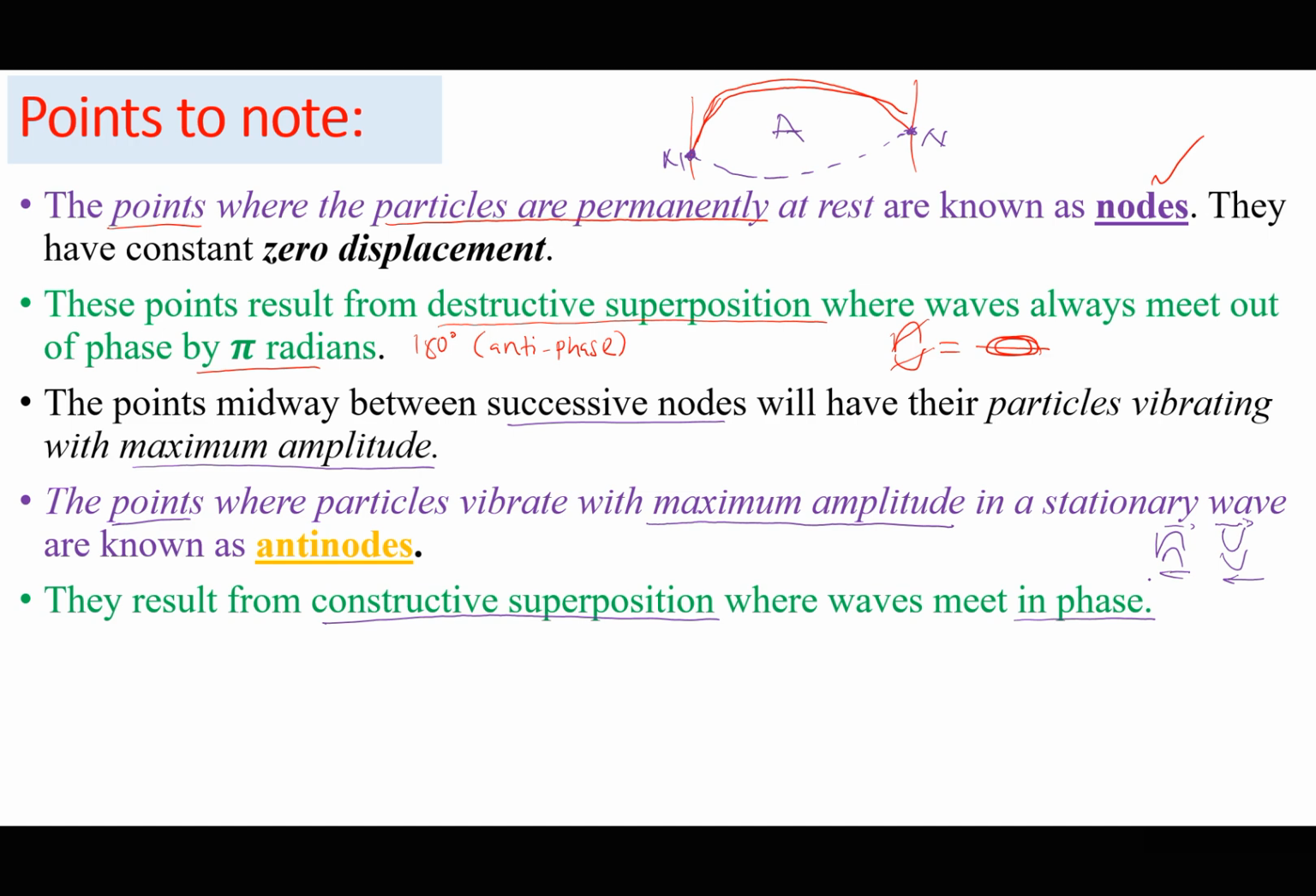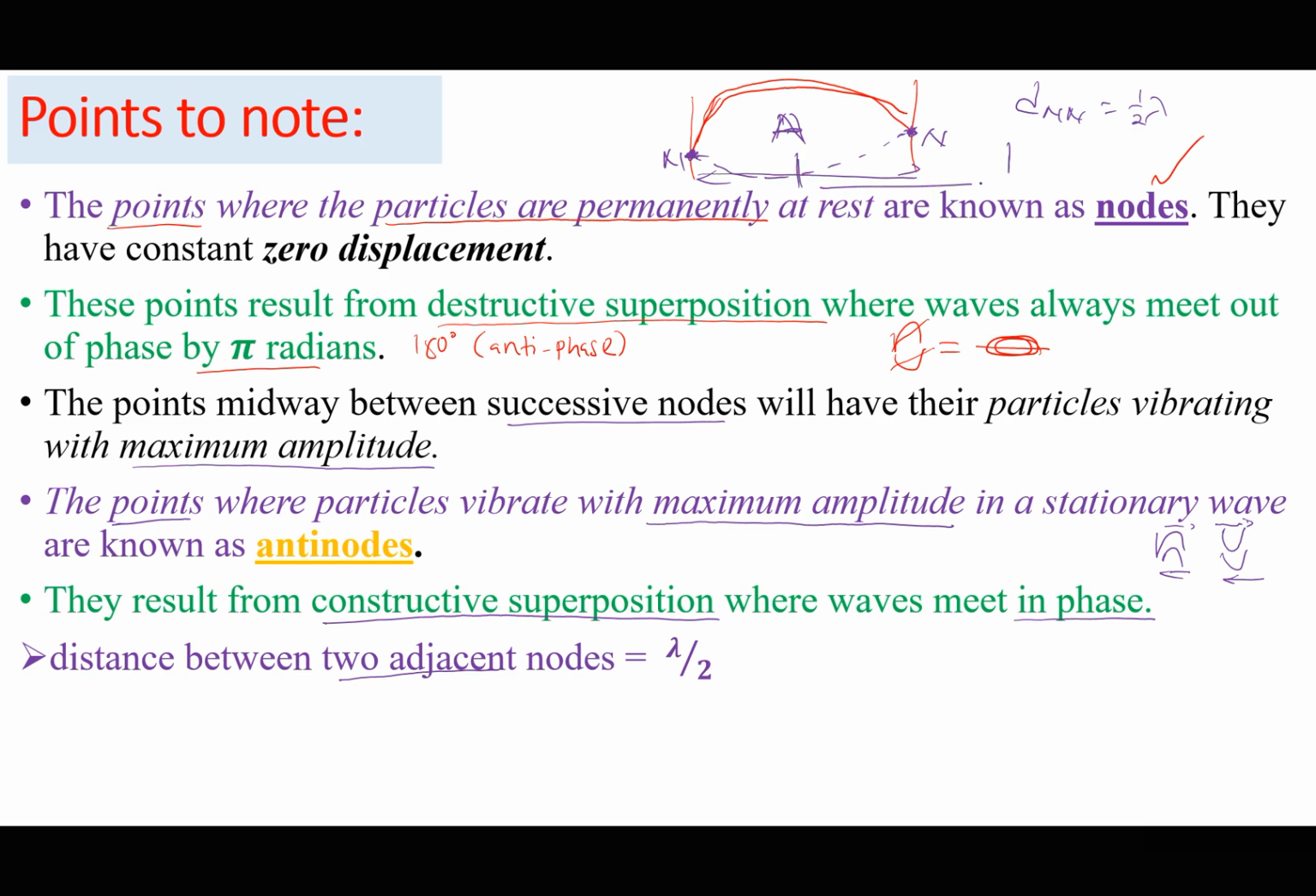So I want you to notice that the distance between a node and a node, we have already seen that this length here is half a cycle. So the distance between a node and a node is half of a wavelength. So the distance between two adjacent nodes is always going to be half a wavelength, which also means if there was an antinode here, the distance between a node and an antinode is a quarter wavelength. Therefore, the distance between an antinode and the next antinode should also be half a wavelength.